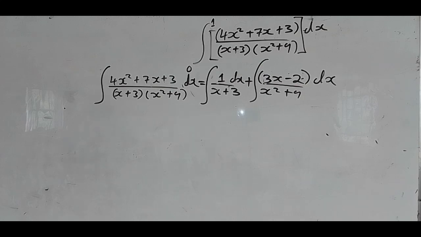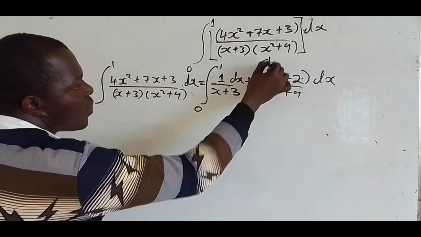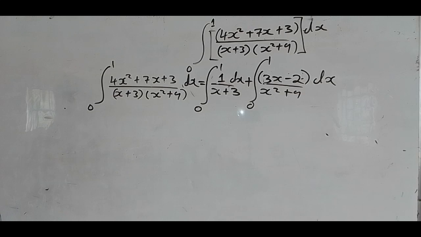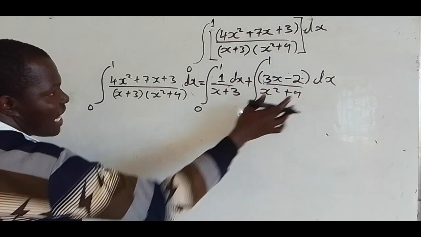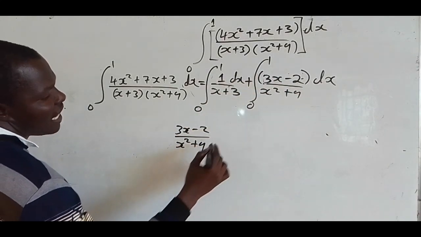Now, look at this. Remember, our limits we'll put later. We'll put them later, but you know they are from 0 to 1, but we'll put them after the integration, isn't it? Now, something here I want you to see. Look at this term, 3x minus 2 over x squared plus 9.